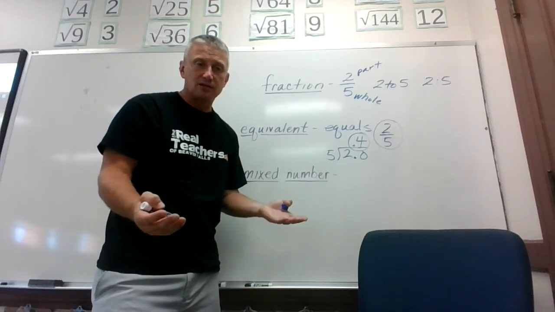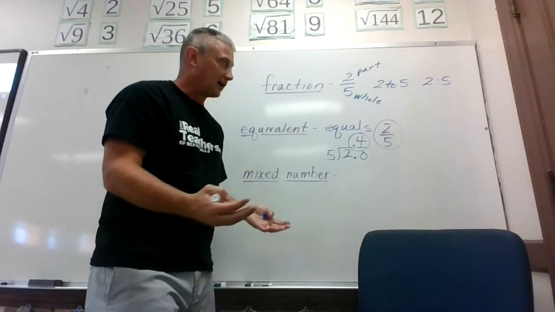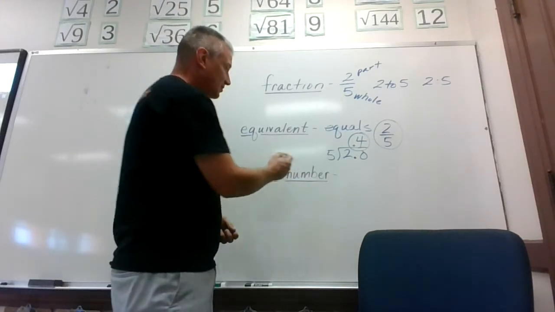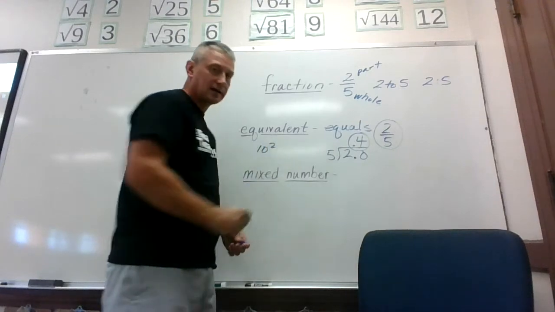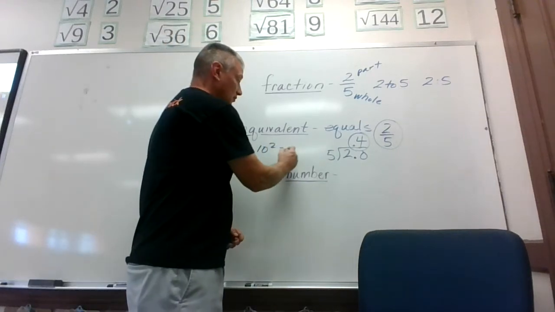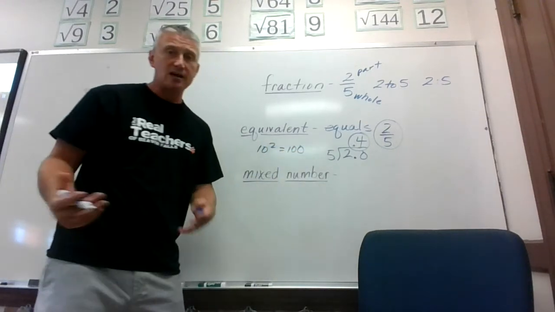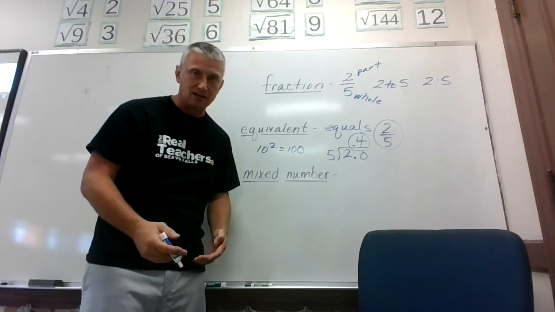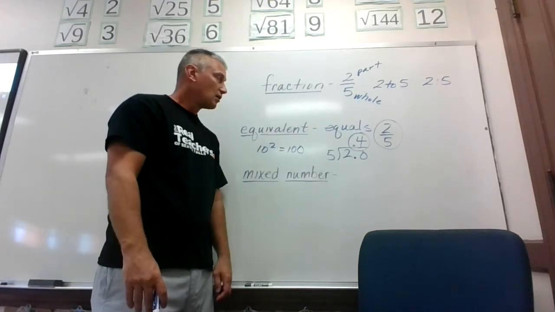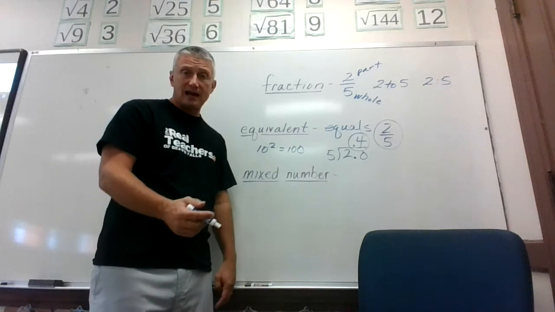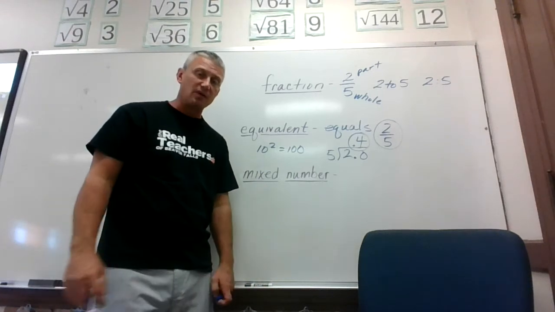And it could be something as simple as a power of 10. You could say 10 squared is equivalent to 100, because 10 squared means 10 times 10, and 10 times 10 is equal to 100. The last vocabulary word that we have in this video is the mixed number.